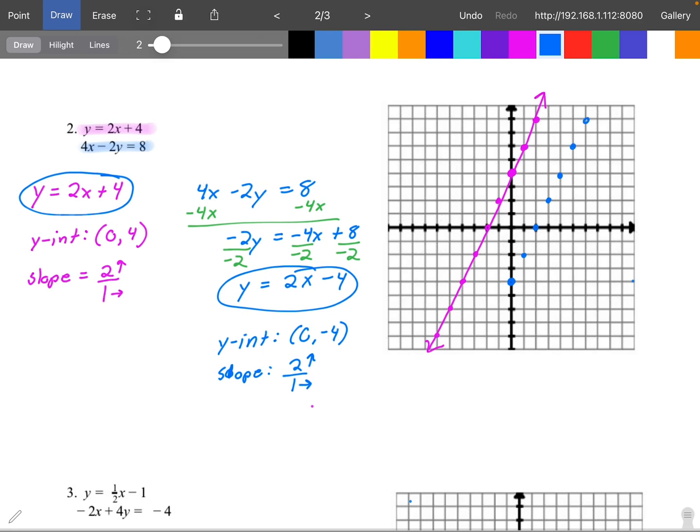And I notice my slopes are exactly the same, which means that these lines will never, ever cross. They are parallel. Therefore, I have no solution. And no solution, when you have parallel lines, is going to be an inconsistent system.